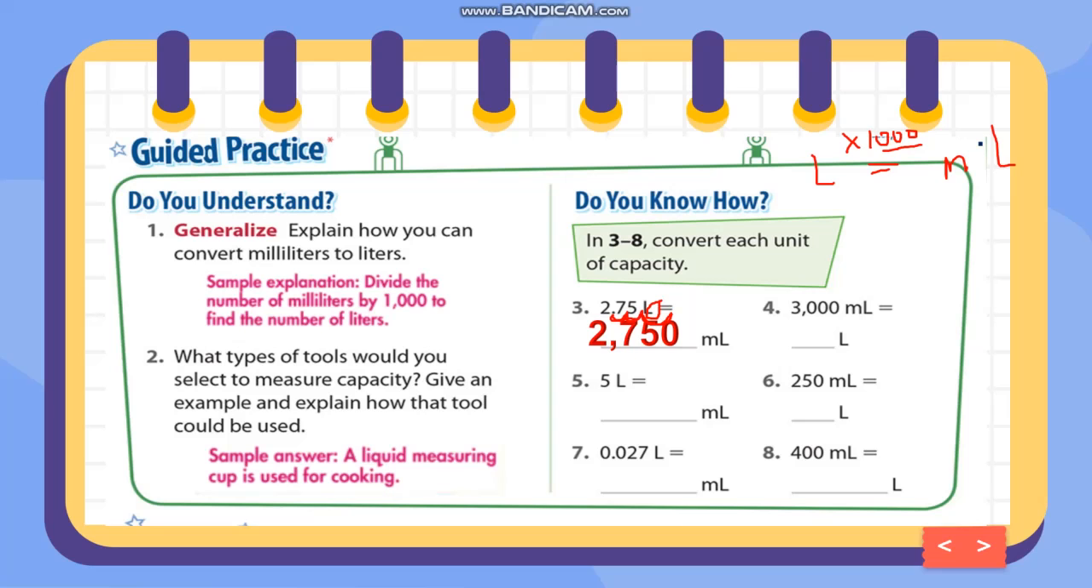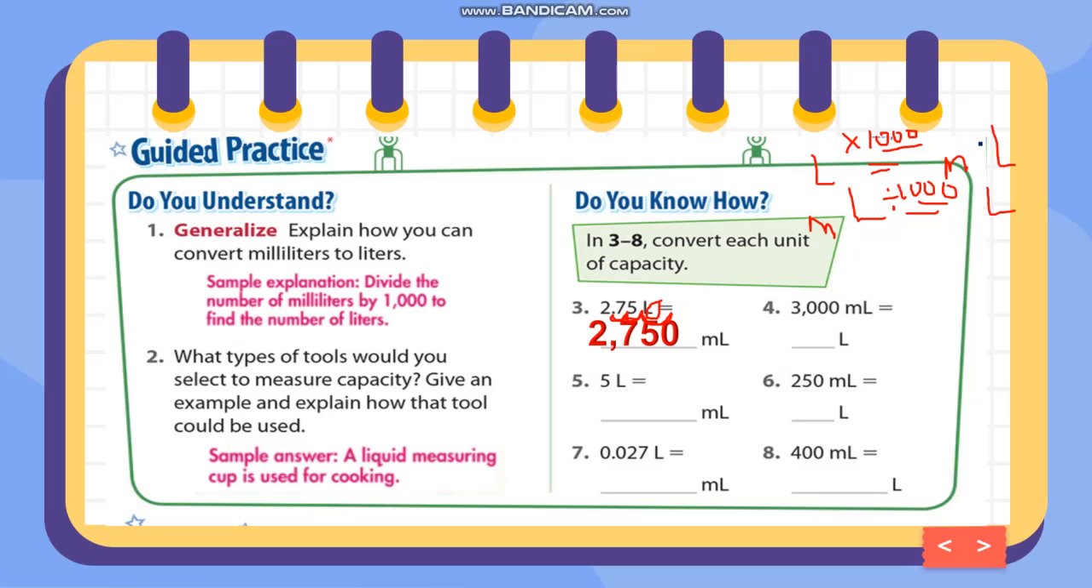Another, milliliters to liter. So from a smaller unit to bigger unit, that is divided by 1,000. So in division, it's the same thing, but the movement must be going to the left. In multiplication, the shortcut way to multiply numbers by tens, hundreds, thousands is to count the number of zeros. Okay? In multiplication, the movement is going to the right. For division, the movement is going to the left.